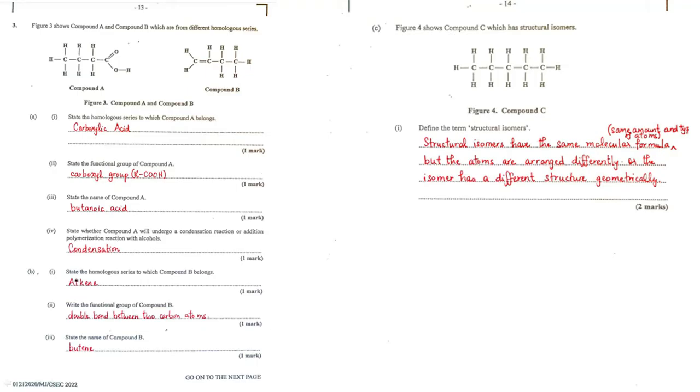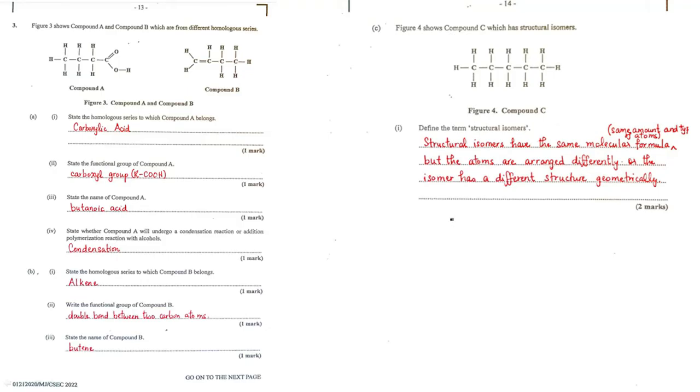Okay. Now state the homologous series to which compound B belongs. Compound B has a double bond between 2 carbon atoms. That's indicative of an alkene. Write the functional group of compound B, that's the double bond between 2 carbon atoms. Okay. Then to state the name of compound B, and that'll be butene because we have 4 carbon atoms in this chain.